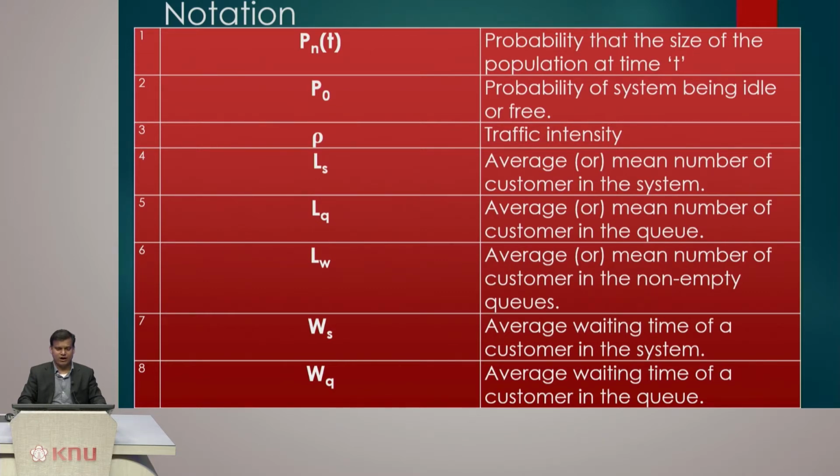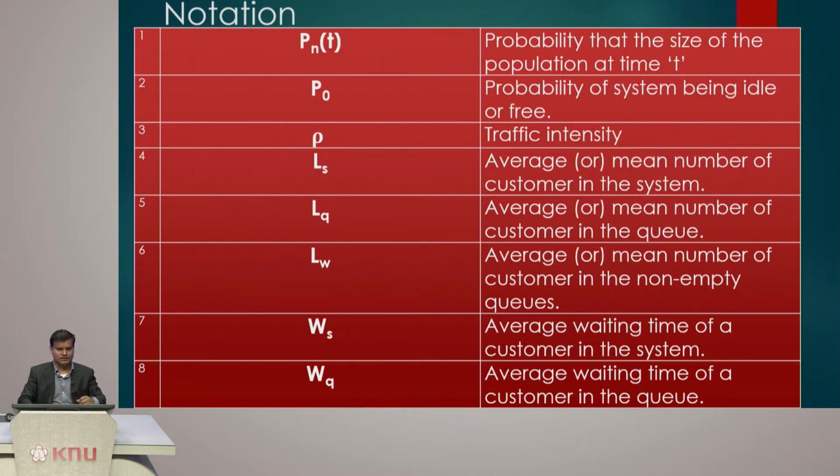L sub s is the average or mean number of customers in the system. L sub q is the average or mean number of customers in the queue. L sub w is the average or mean number of customers in the non-empty queues. W sub s is the average waiting time of a customer in the system. W sub q is the average waiting time of the customers in the queue.